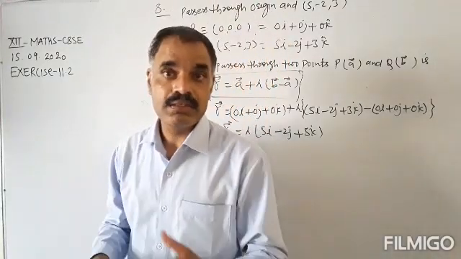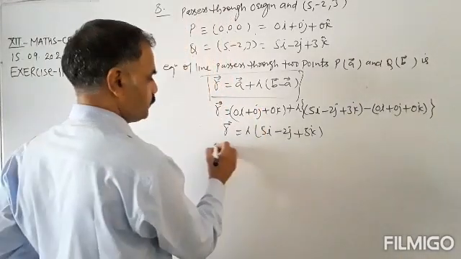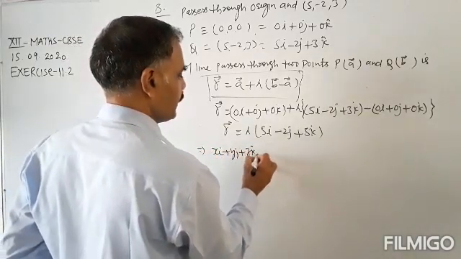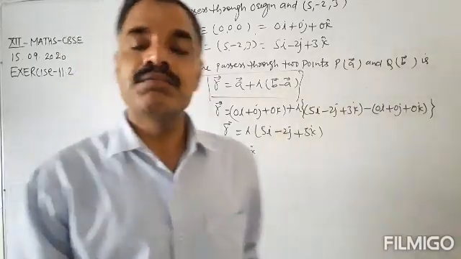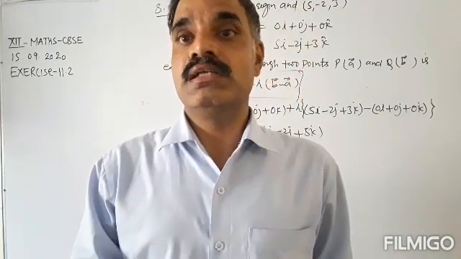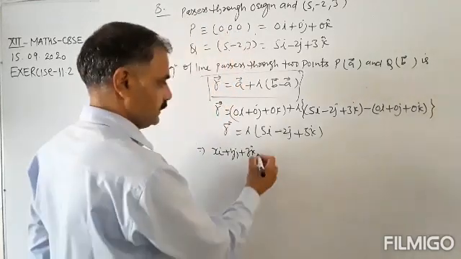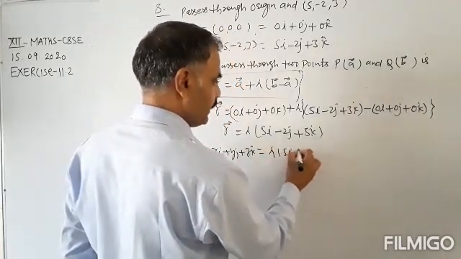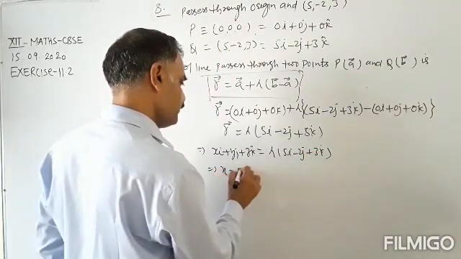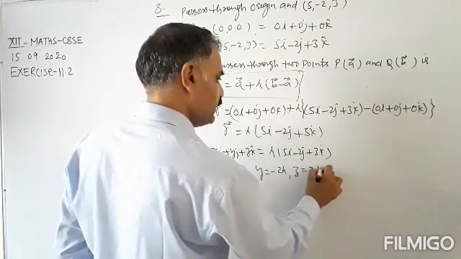Now we will convert this into Cartesian form. When we are converting the given vector form into Cartesian form, we have to put r vector equals xi cap plus yj cap plus zk cap. So this equals lambda into 5 i cap minus 2 j cap plus 3 k cap. So x equals 5 lambda, y equals minus 2 lambda, z equals 3 lambda.